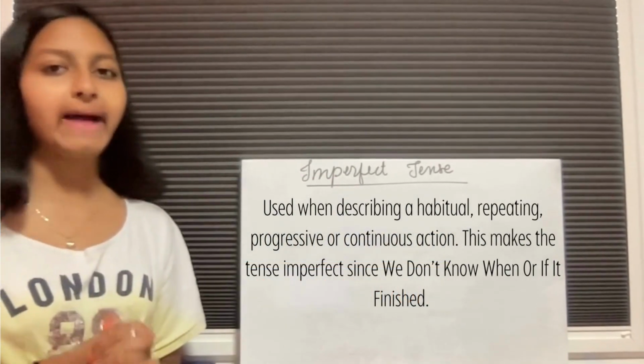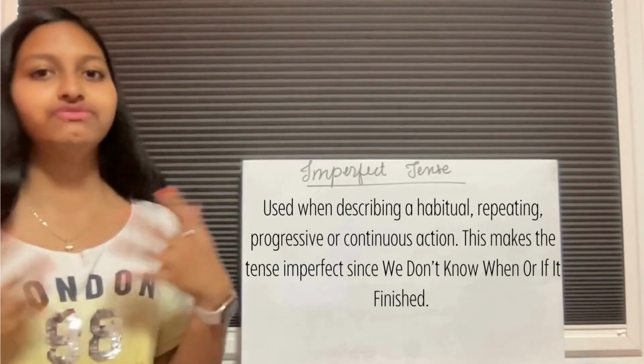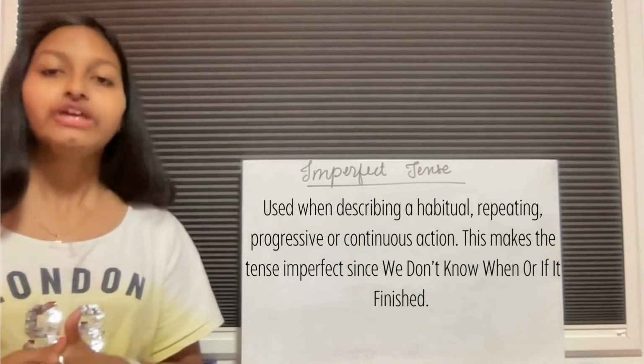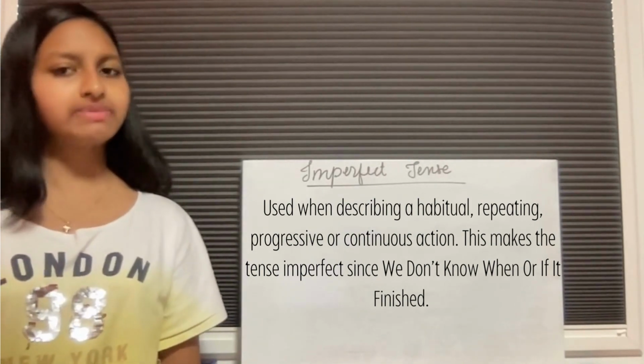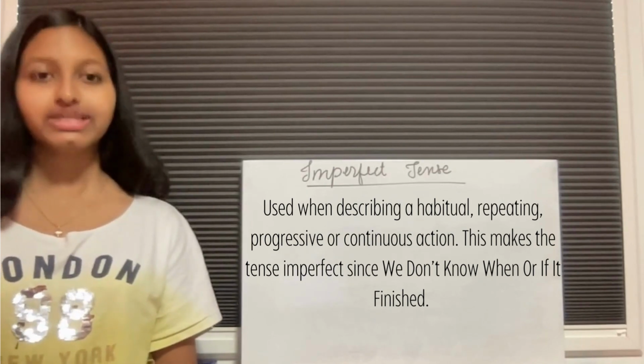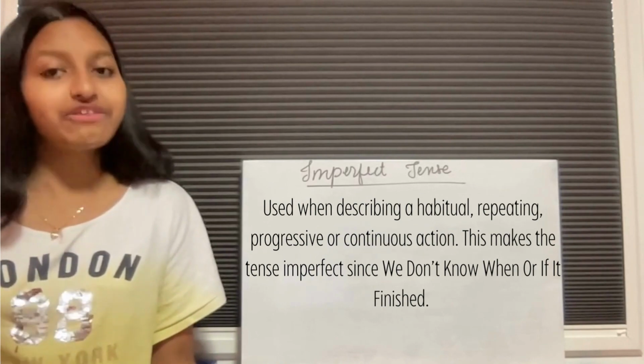In this video, I'm back with one of the most important tenses in French, which is the imperfect tense, and in French it's called imparfait, right? So this tense is used when describing a habitual, repeating, progressive or continuous action. This makes it the imperfect tense since we don't know when or if it's finished.